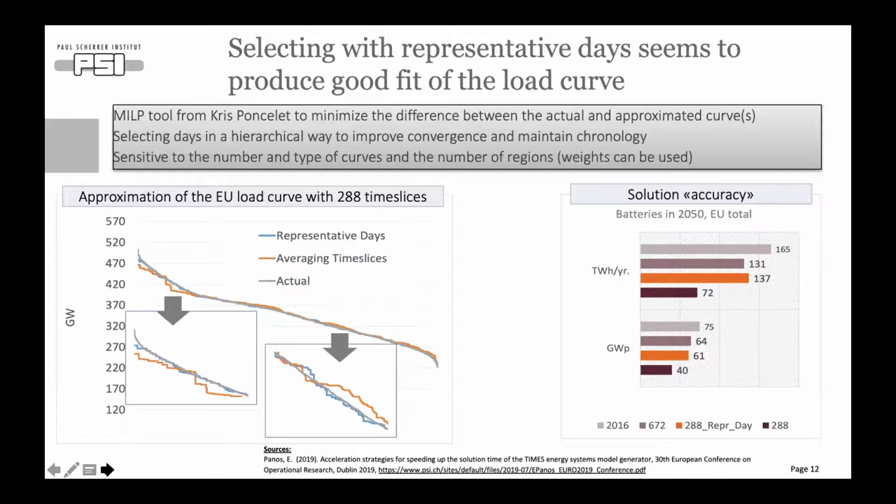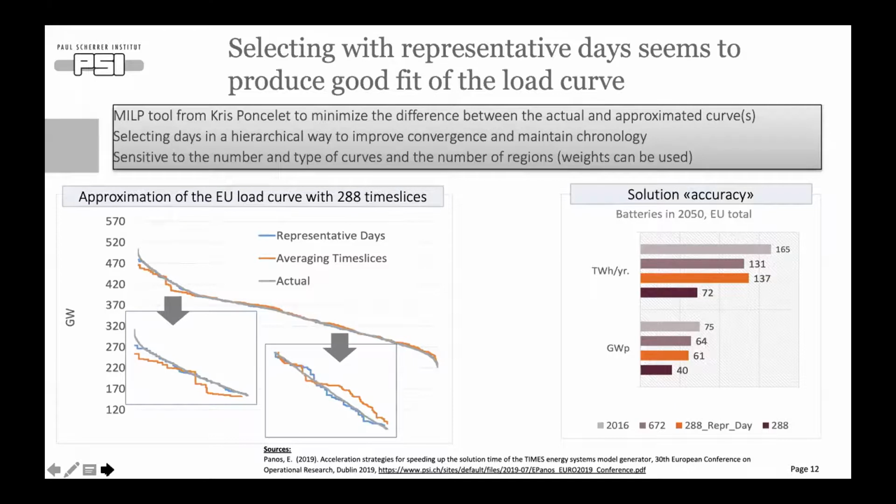And as you can see on the chart on the left, with 288 time slices, which is 4 seasons, 3 days per season, 24 hours per day, the approximation of the actual load curve is much better when representative days are used compared to the averaging of time slices.